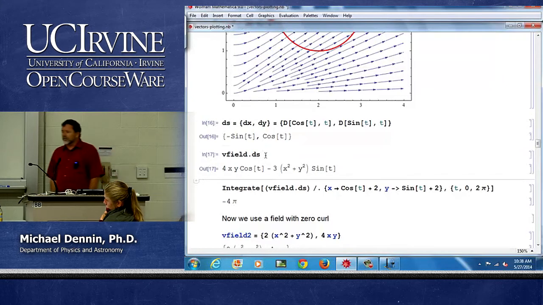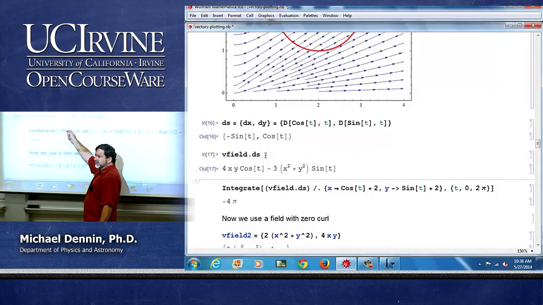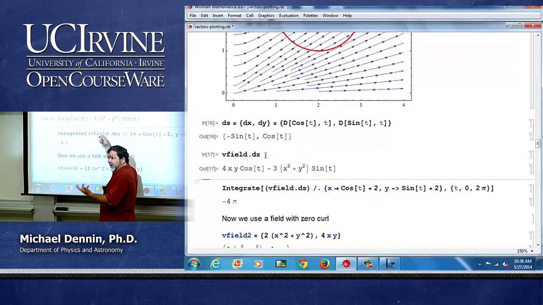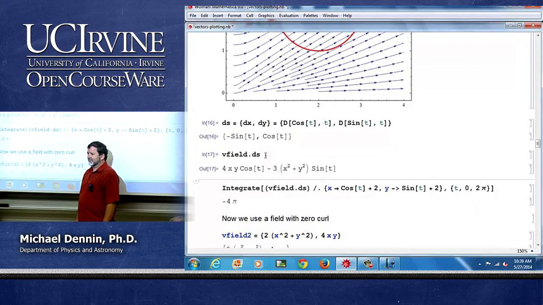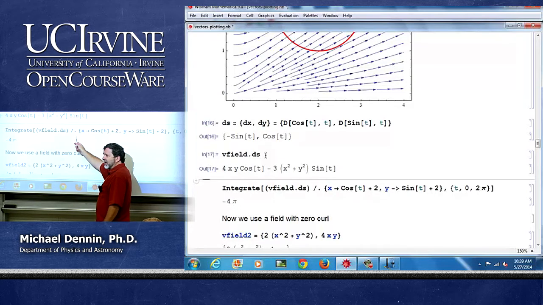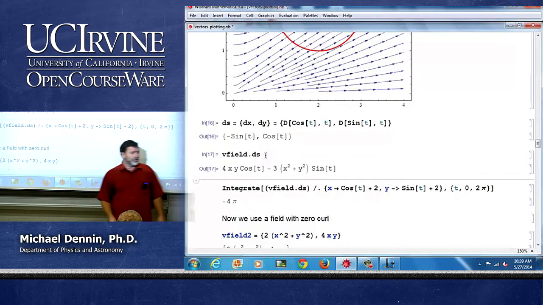Now, what do I have left that I have to do? I can integrate this, and this is effectively a dt, and this is a dt, because I've had that parameterized. But what do I have to now do with this? If I'm integrating over t, what do I have to do? I have to change the x and y's. And how do I do that in Mathematica? I just substitute in for what x and y is. And that's the beauty of the slash dot rule.